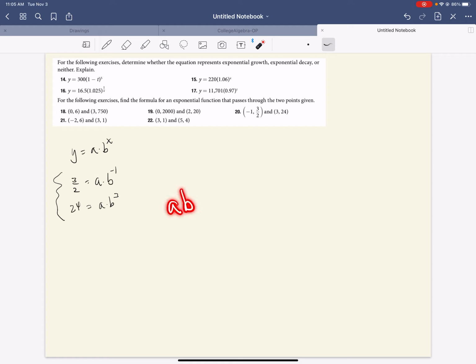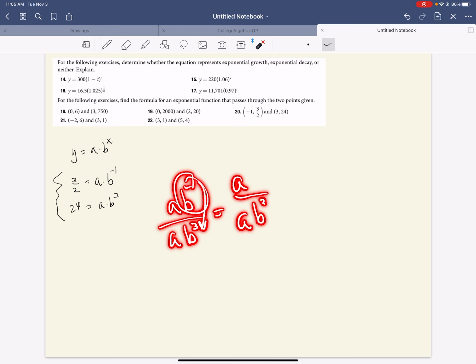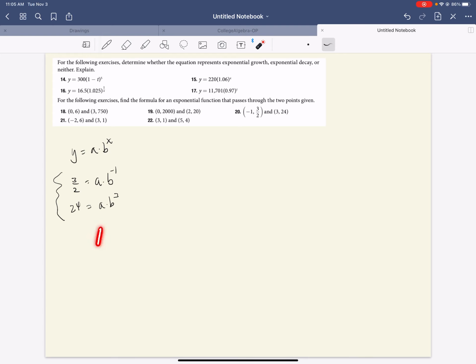If I do ab to the negative 1 over ab cubed, you know negatives push down, so that would give me a over ab cubed times b to the 1. The a's would cancel, and that would give me 1 over b to the 4th. So I would have 1 over b to the 4th equals something else. And the problem with having a 1 over b to the 4th is I would have to multiply both sides by b to the 4th and then do it the other way.